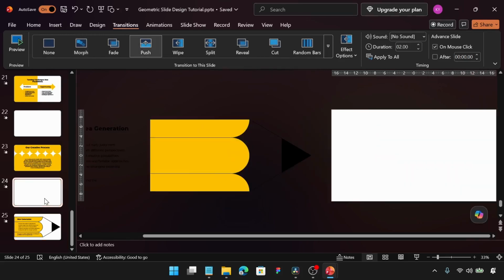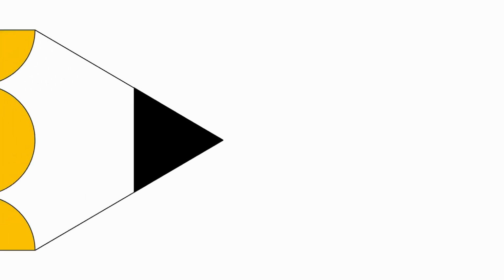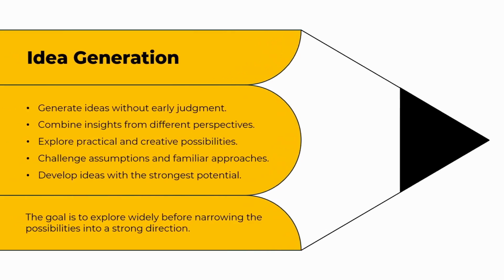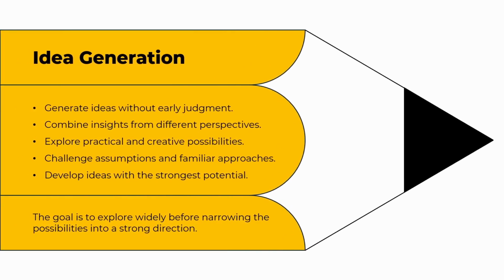Let's go back to slide 24, and now we can look at this slide in the slideshow view. So I'm going to click on this. We're going to have this, and then we're going to have our pencil shape as well, our pencil illustration, as well as our text coming in. And yeah, we are done with this slide.